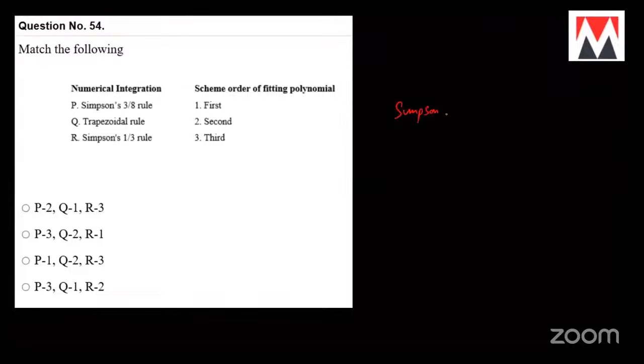Simpson's 3/8 rule is for third order fitting polynomial. Trapezoidal rule is for first order fitting. Simpson's 1/3 rule is for second order fitting. So the answer is 3, 1, 2.